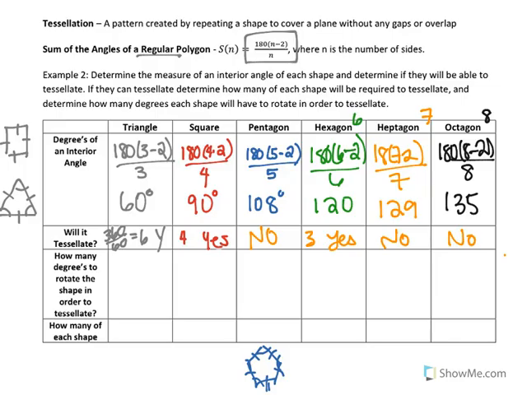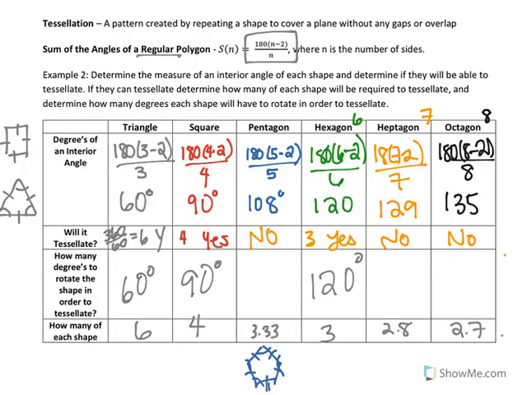Oh, I already answered some of these questions. Okay, so how many of each shape is going to be 6? It rotates 60 degrees. This one rotates 90 degrees, and there's 4 shapes. And this one rotates 120 degrees. So there are 3 shapes. For all the other ones, we got decimals. This one got 3.33. This one got 2.8 and 2.7.